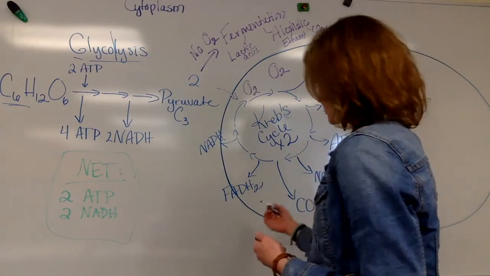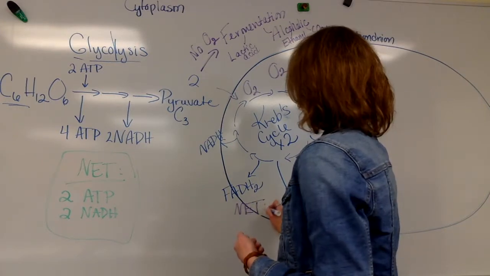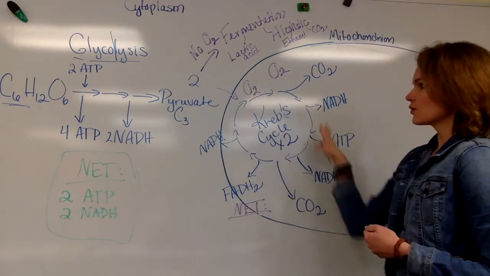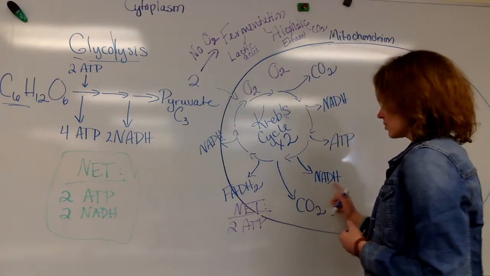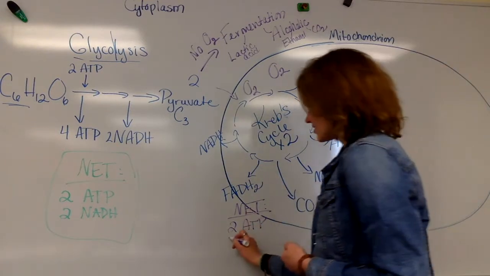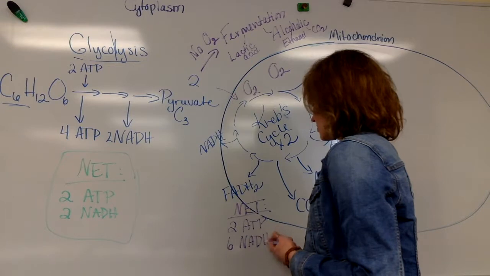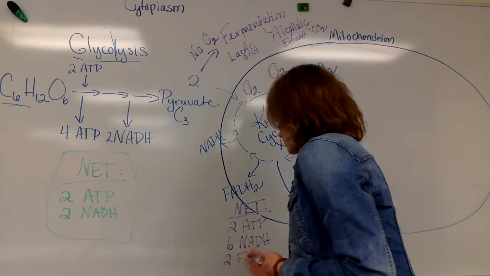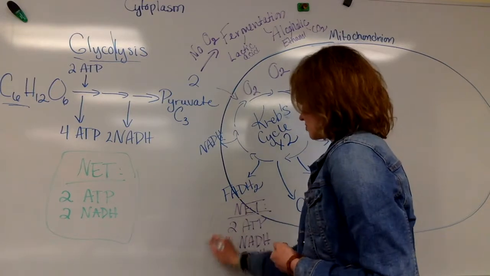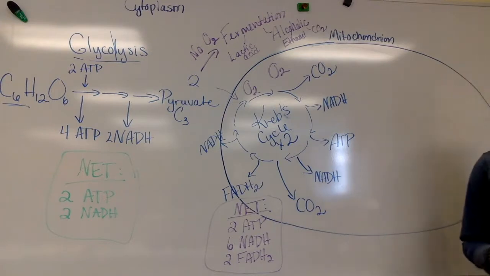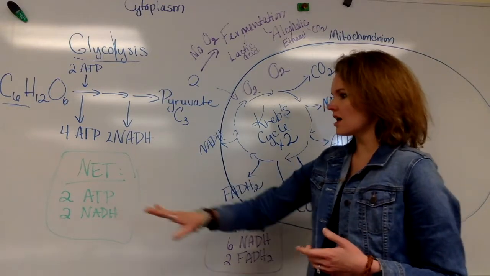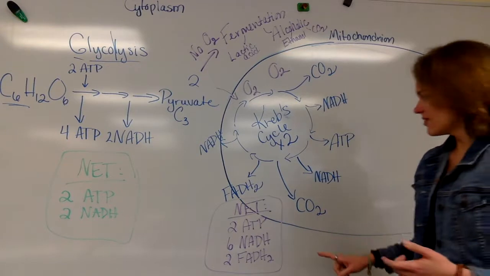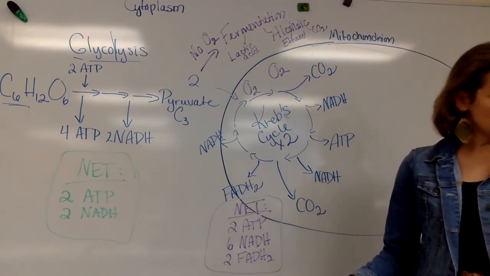Net totals for this process. We have to keep in mind that we go through this twice. So we have 2 ATP that are made. We have 3 NADH here, so that would be 6, since we go through the process twice. And we have 2 FADH2s. So those are our energy nets on that process. All right, so once we've done that, we have a total of 4 ATP, 2 through glycolysis, 2 through the Krebs cycle, and then we are going to continue on with our next process.